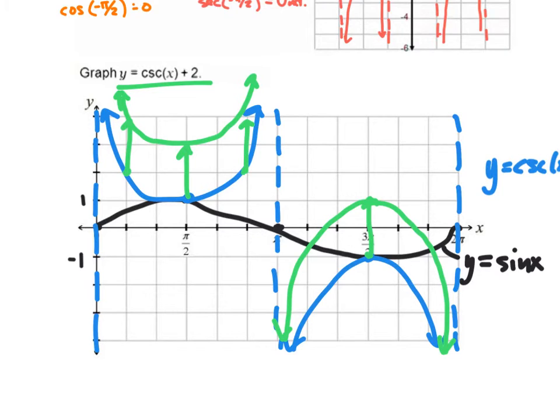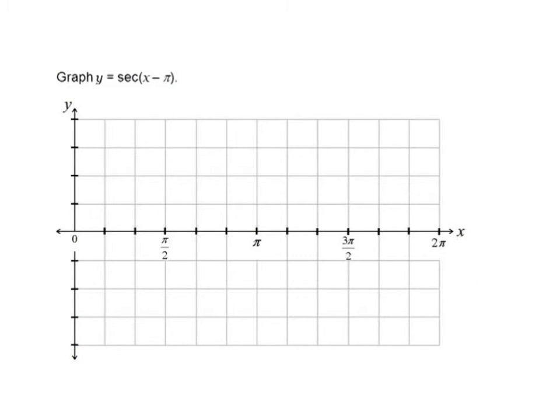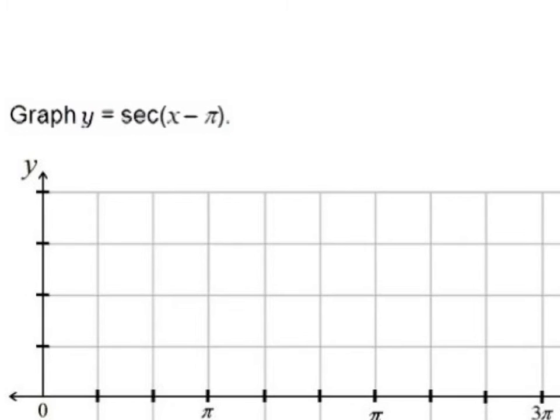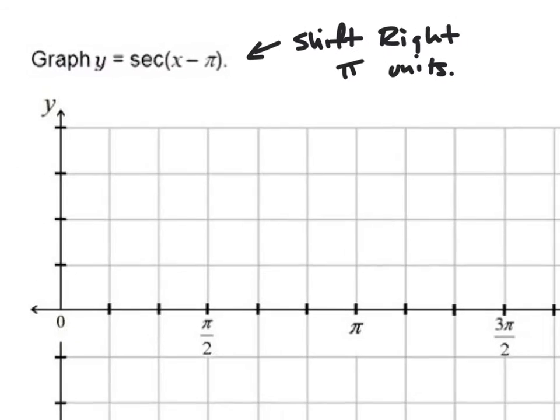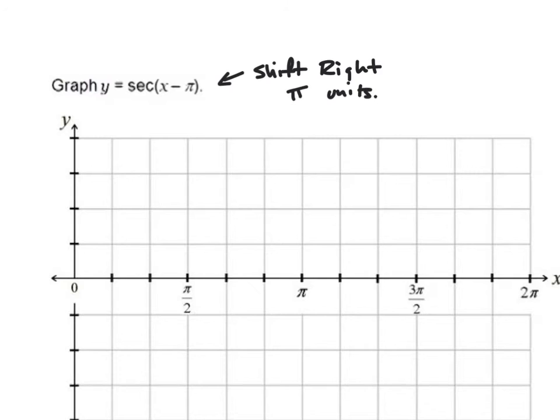Okay? All right, so if I'm going to go on this next page and graph y equals secant of x minus pi, okay, think about what this graph is going to do. It's going to take your secant graph and it's going to move it over pi units. Okay, so this is going to shift right pi units.